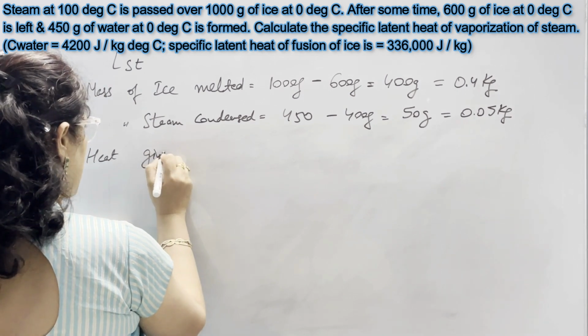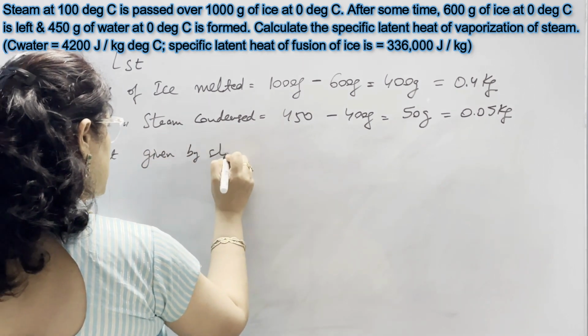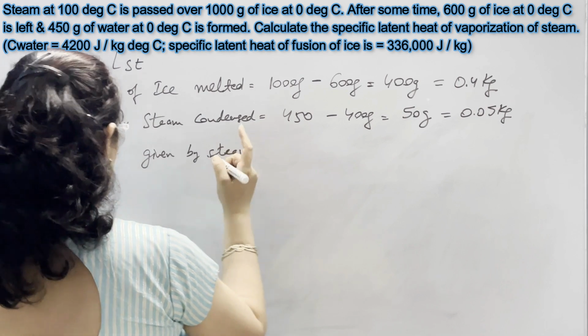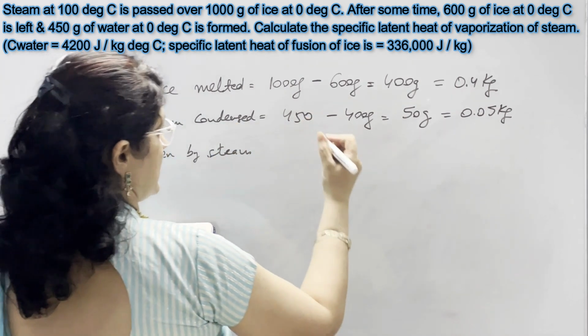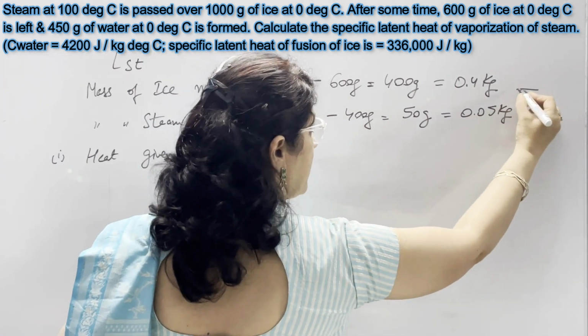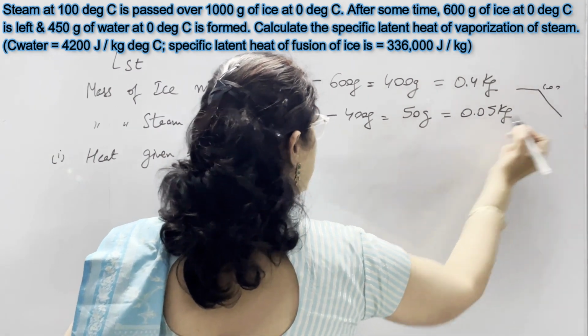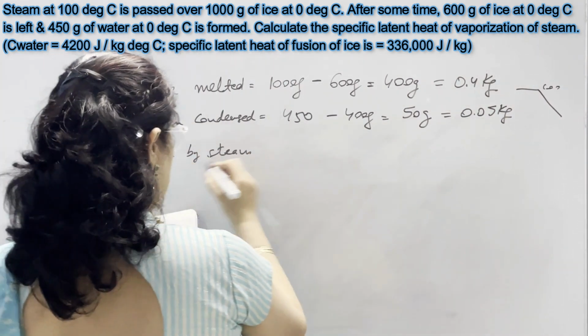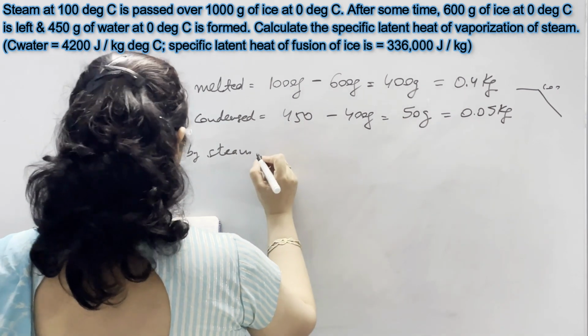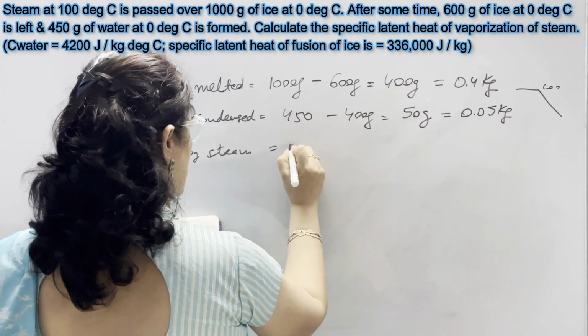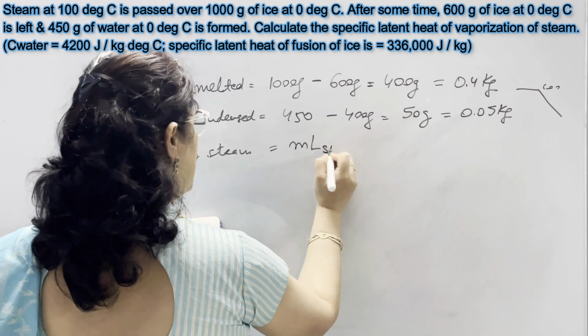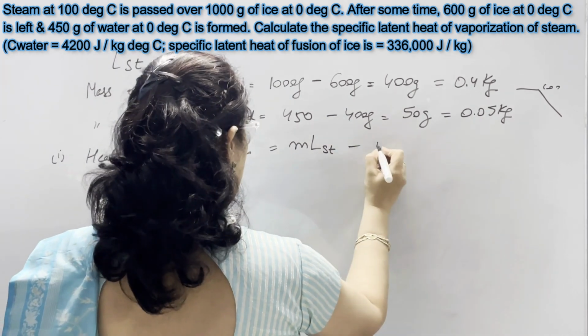In the first part, heat given by steam. So heat given by steam in condensing. Steam is at 100 degrees Celsius and then it condenses. So here heat given by steam in condensing at 100 degrees Celsius is equal to M into L_steam. So this we need to calculate.